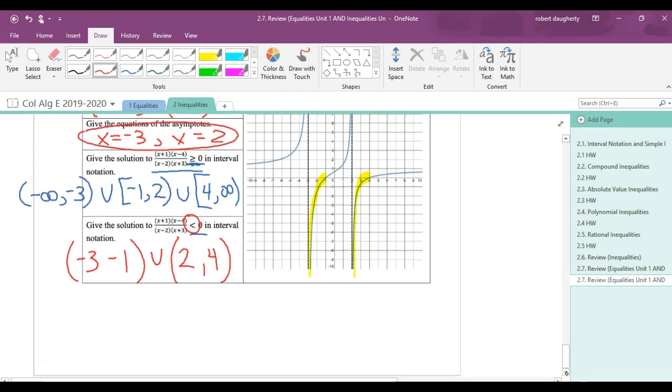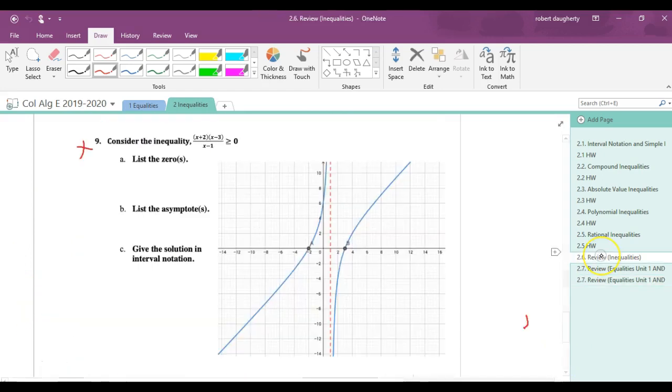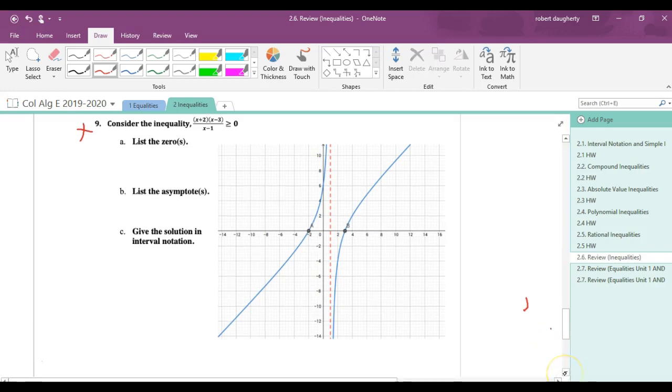Okay, I want to go back real quick at the end of this review. Let's go back to the previous review, 2.6, and we skipped the last problem when we were getting ready for our quiz, but now we're able to do it. So it's the same thing with a rational. What are the zeros to this graph? (-2, 0) and it looks like (3, 0). The asymptote is going to be at x = 1. And give the solution. Where is this thing greater than or equal to 0?